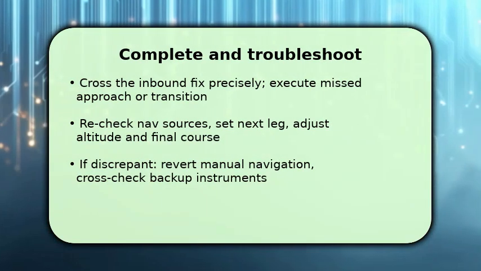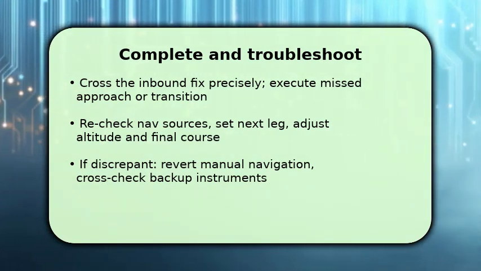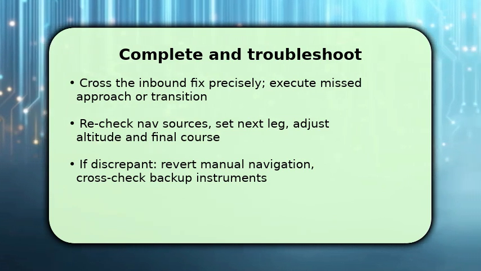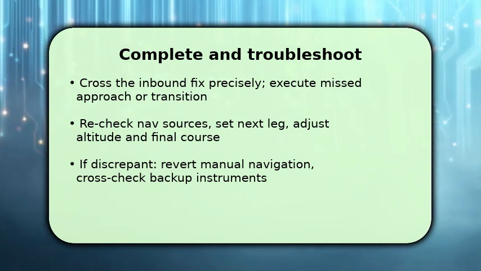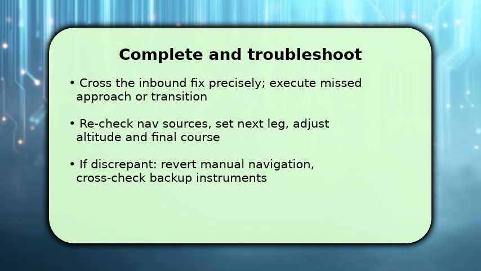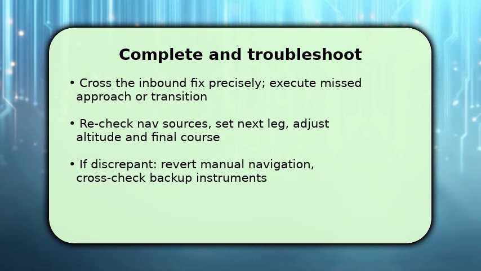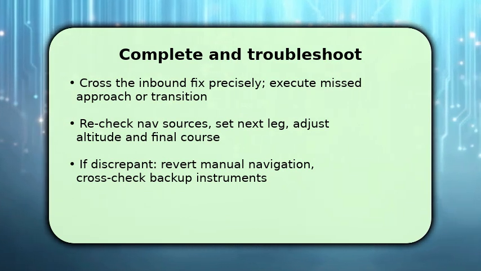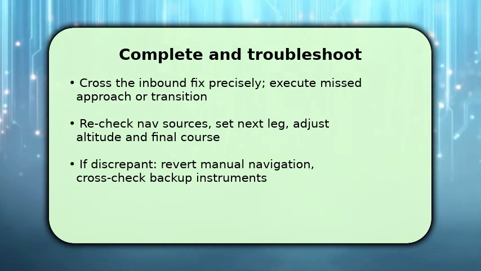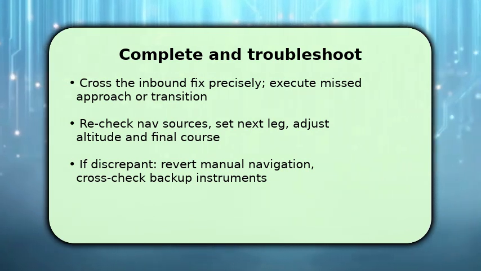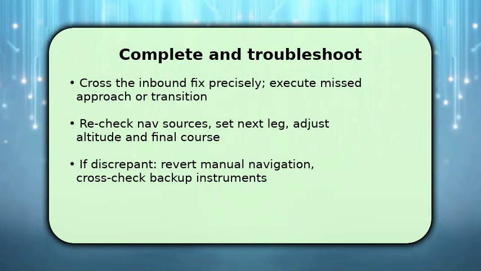You cross the inbound fix and fly the published procedure or transition, make the required descent or hold entry, and prepare for the approach or next en route segment. Once done, immediately set the next fix or waypoint into the flight plan, confirm the new course and altitude, and brief any changes allowed. If navigation errors or unexpected guidance occur, switch to manual navigation, cross-check VORs, DME, GPS, and standby instruments, and fly a stabilized heading while troubleshooting to preserve safety and positional awareness.